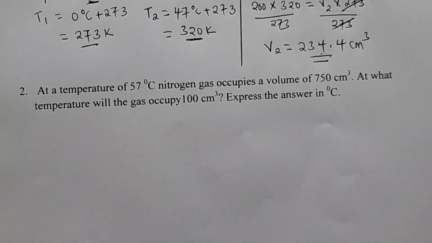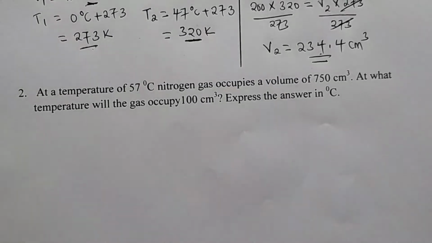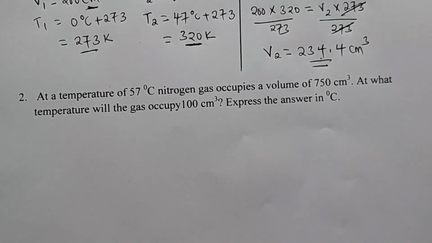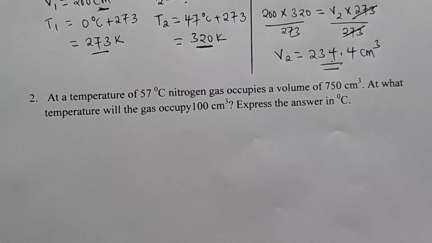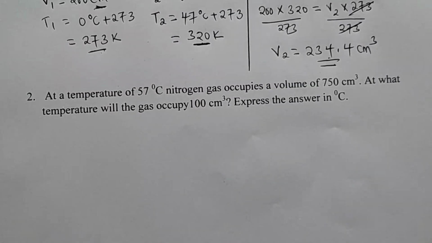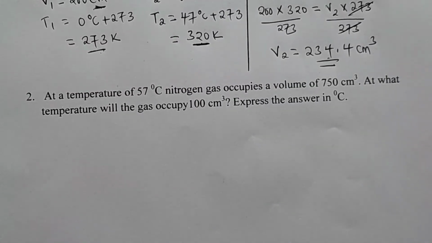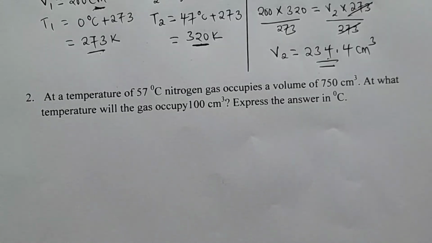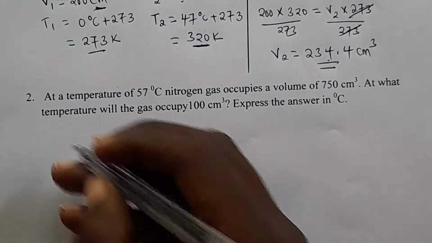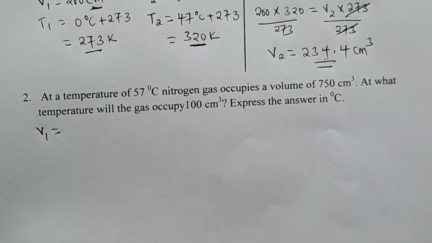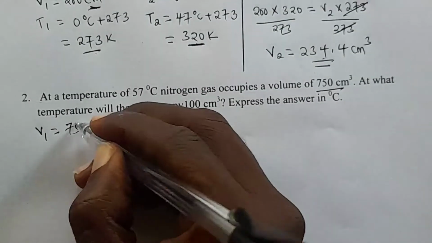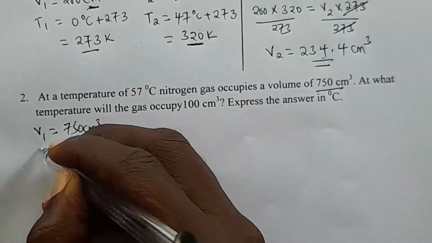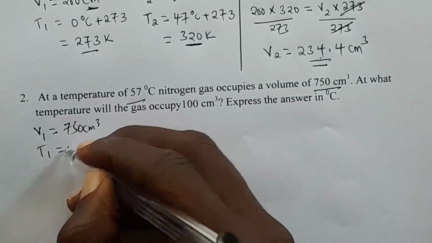Example 2, we are told at a temperature of 57 degrees Celsius, nitrogen gas occupies a volume of 750 centimeter cube. At what temperature will the gas occupy 100 centimeter cube? Express your answer in degrees Celsius. Okay, first of all, let's get our values again. V1. What's your volume 1? 750 centimeter cube. What is your temperature 1? It is 57 degrees Celsius.